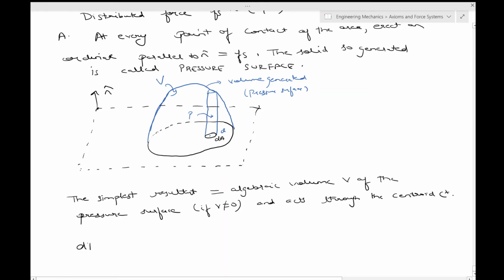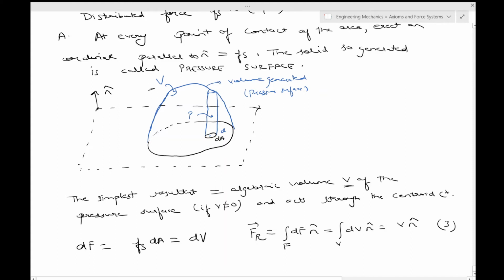So dF is the small force on this area dA. That would be clearly Fs multiplied by dA, and Fs multiplied by dA will be a small volume of the volume which you have generated. So V is the total volume, and dV is the small volume of this solid which you have generated. Now Fr, which is the resultant force, is the integral of dF n. All the forces will be in the direction of n, no matter what area you take. This is converted to dV into n hat, and this is Vn. So this is the algebraic volume V of the pressure surface. That part is sorted.